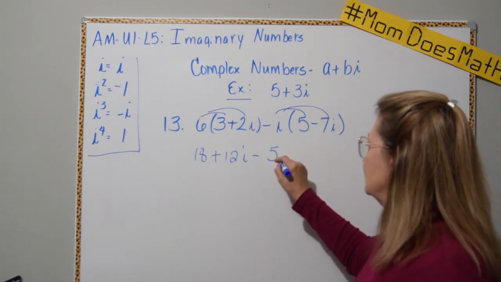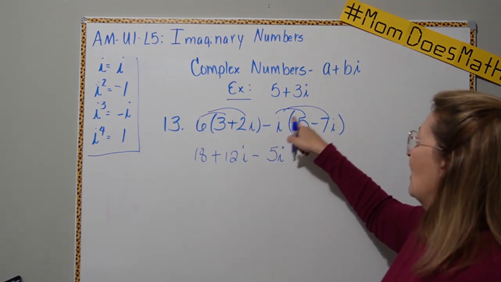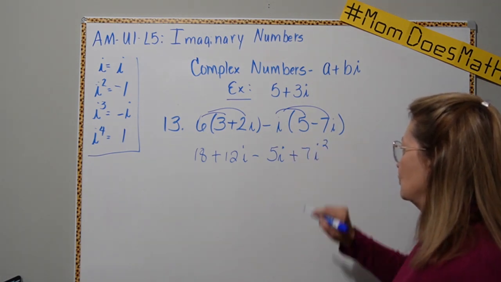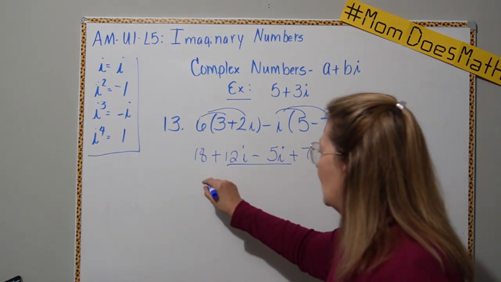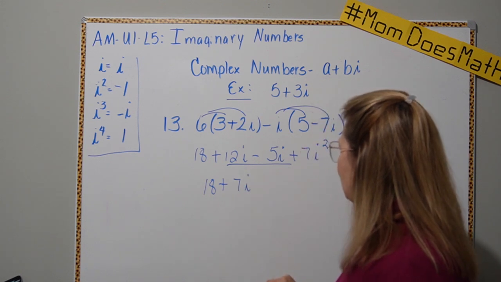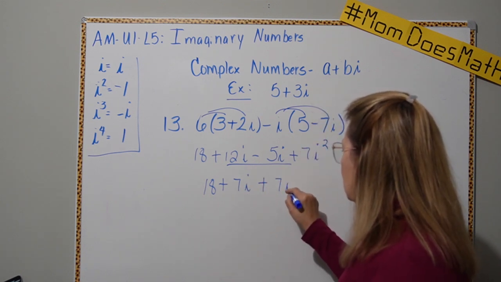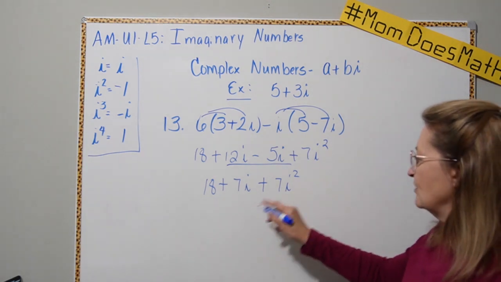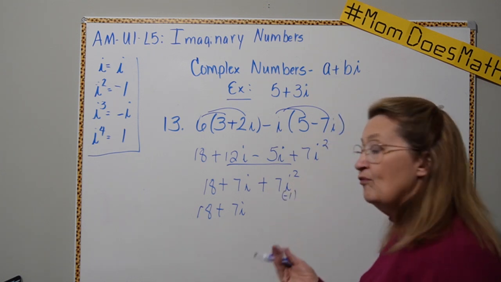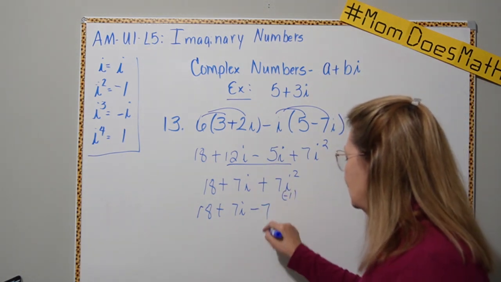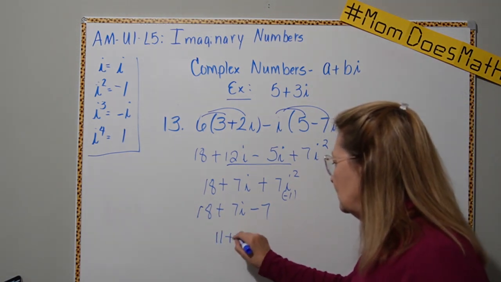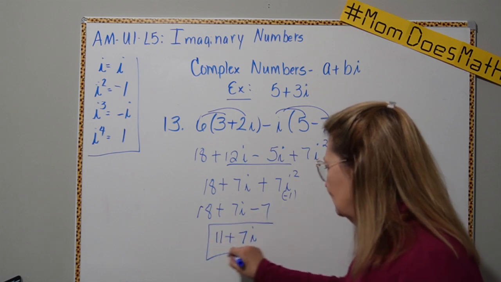Negative i times 5 is just going to be negative 5i, but negative i times negative 7i is going to be positive 7i squared. All right, these two I can combine. So now I have 18 plus 12 minus 5 is 7i, plus 7i squared. All right, what is this i squared? Let's do 18 plus 7i. Well, that i squared is negative 1. 7 times negative 1 is negative 7. So 18 minus 7 gives you 11 plus 7i.